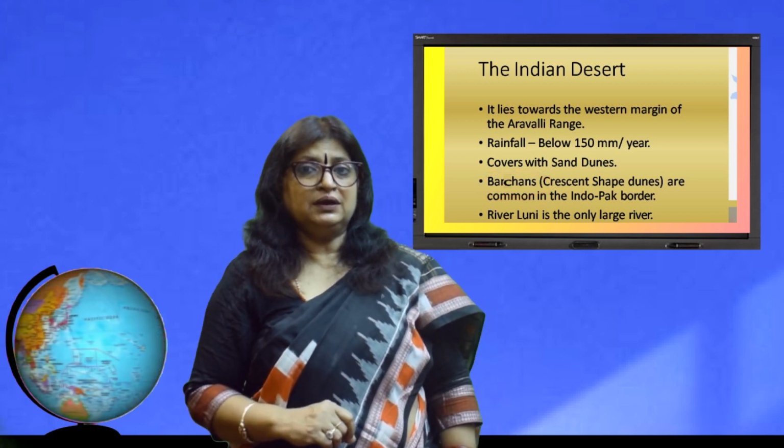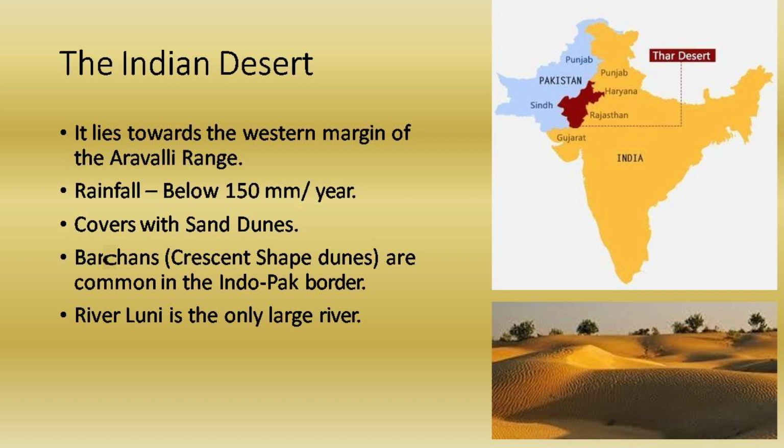And you know children, in this desert, that is in the Thar desert, there is only one river which flows through it. And the name of the river is Luni, the river Luni. And in this desert, the small rivers that flow through this area disappear due to the direct rays of the sun. So that's all about our Indian desert, the Thar desert. Let's move on to the next one.